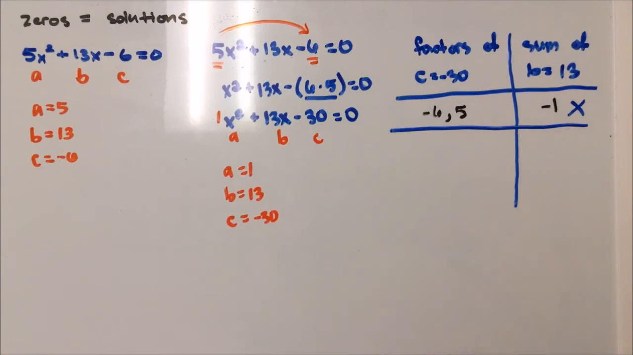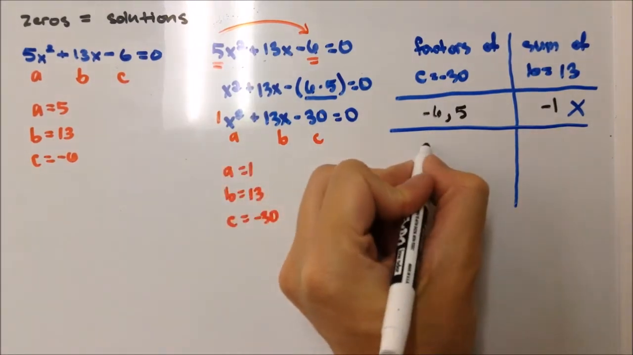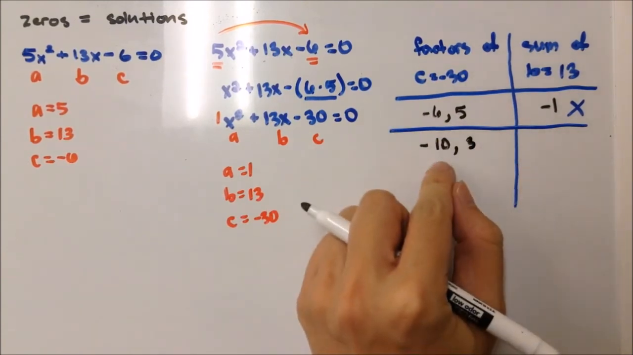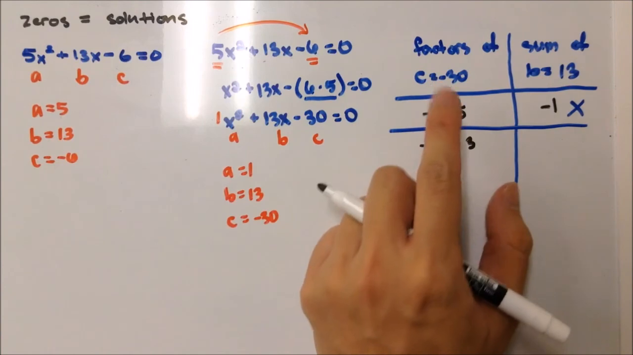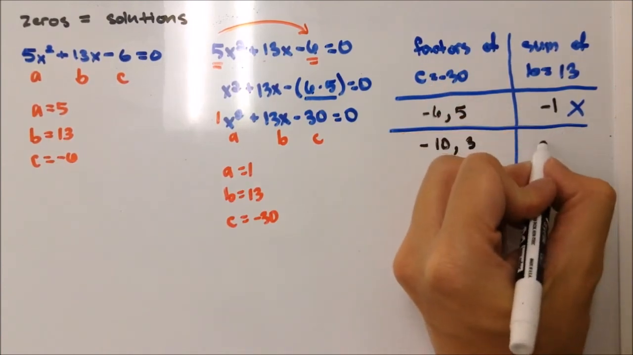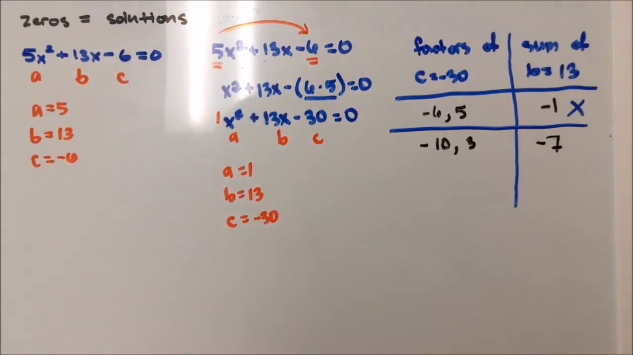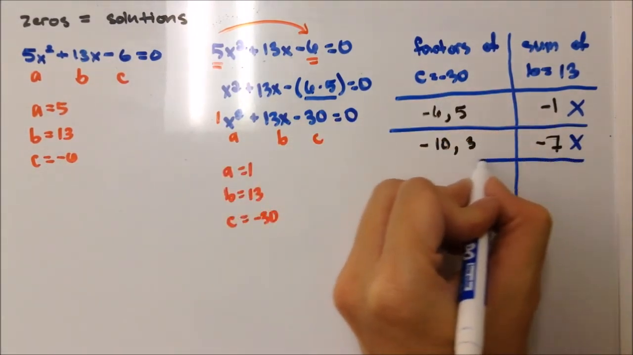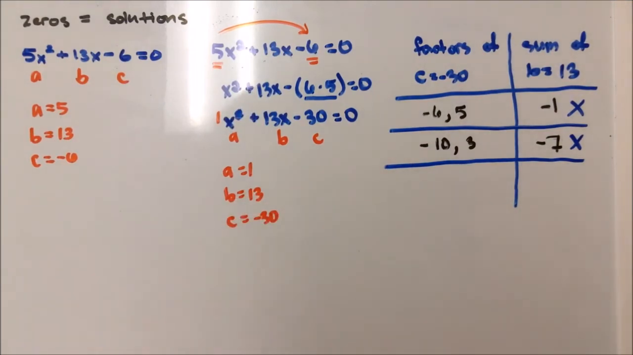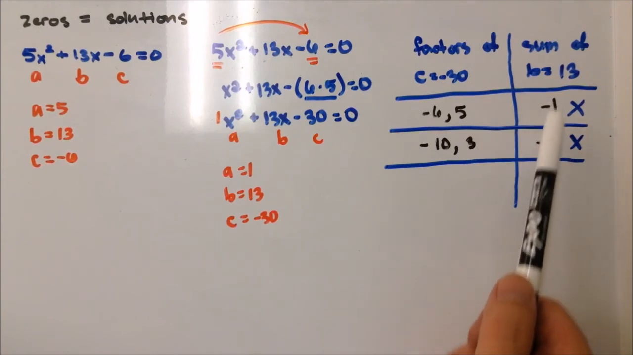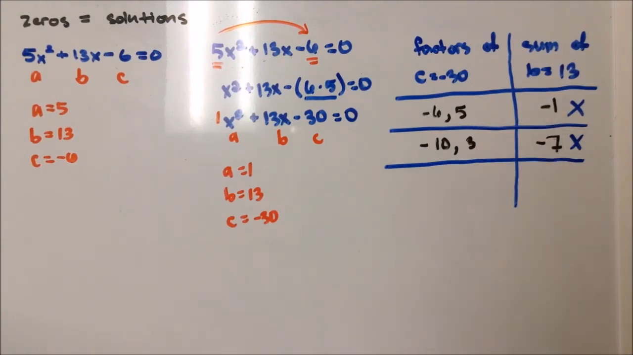Negative 30. Well, why not try negative 10 and 3? Well, negative 10 times 3, yep, negative 30. But what's the sum? Negative 10 and positive 3? Then the sum would be negative 7. Well, not even close to positive 13. So, can't use that. And if we try to switch to negatives, then it's only changing the sign of these two numbers, so it won't be close to 13.